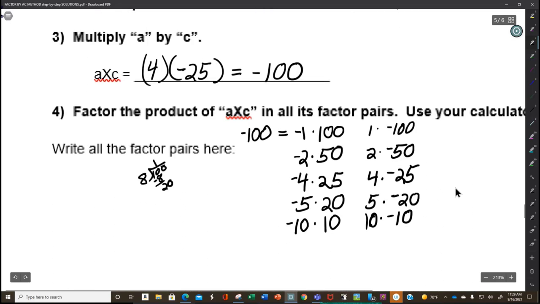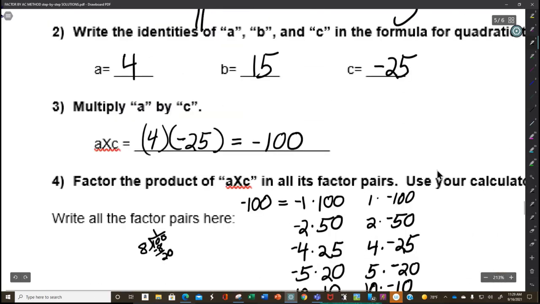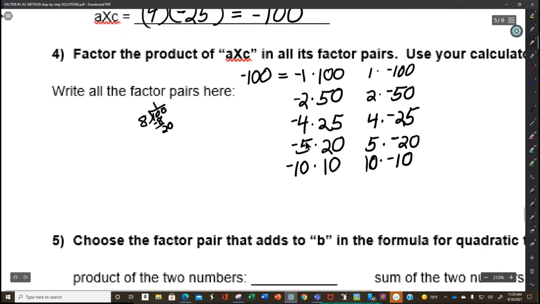15. All right, so we look at these and we add them mentally. 20 minus 5 is 15, positive 15. And this is positive 15. So here's our factor pair.